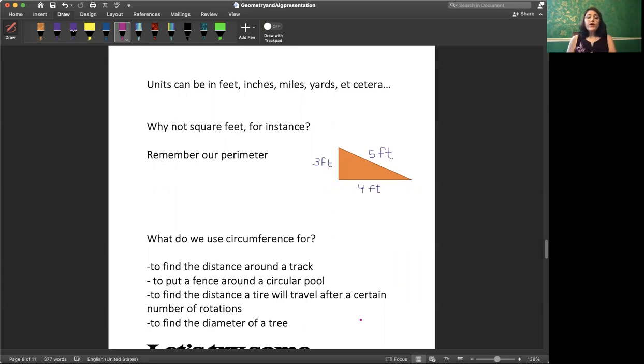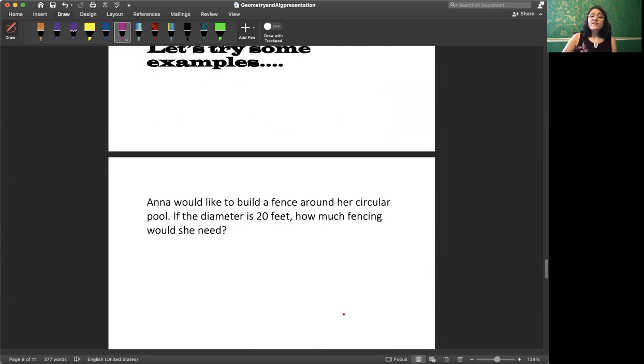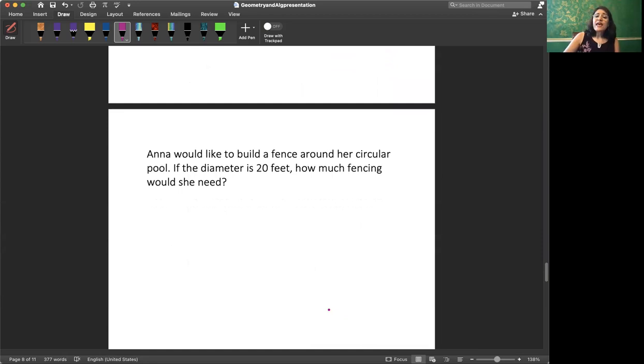And this is really cool to find the diameter of a tree. You would use a tape measure to find the circumference of the trunk, and then you could plug it into the formula and find the radius and then the diameter, and you can find out year to year how much that trunk has grown. And it's really, really neat to see. So we would try some examples, and in this case, it would be about a circular fence, and we would find out how much fencing we need to put around that pool.